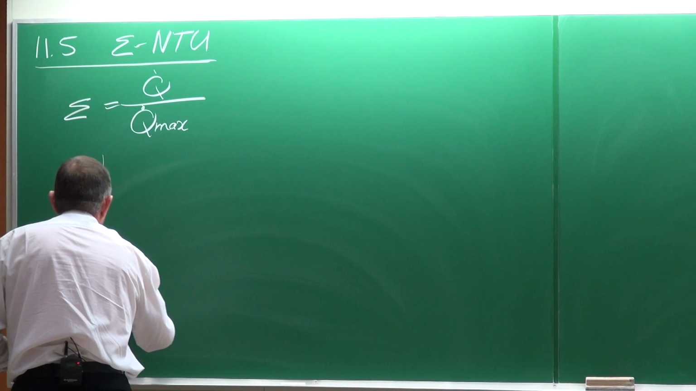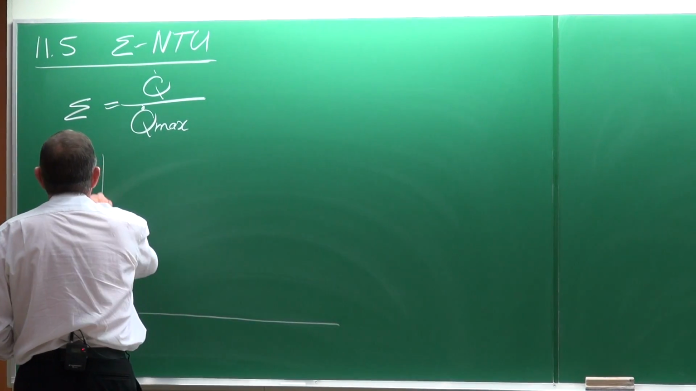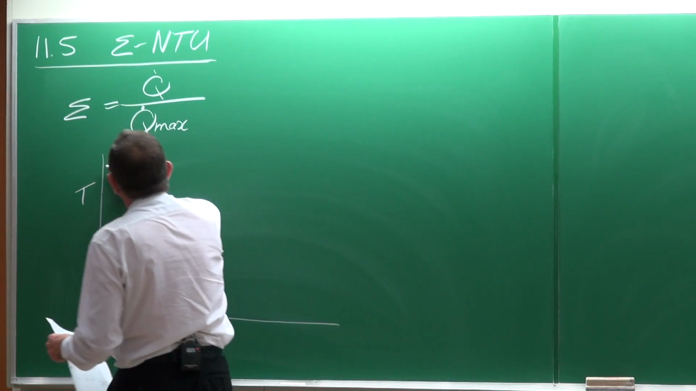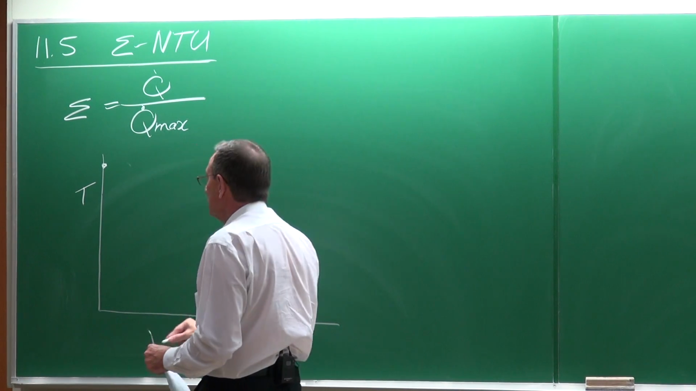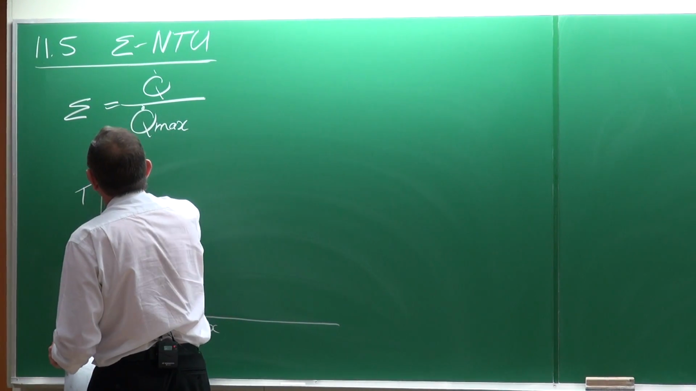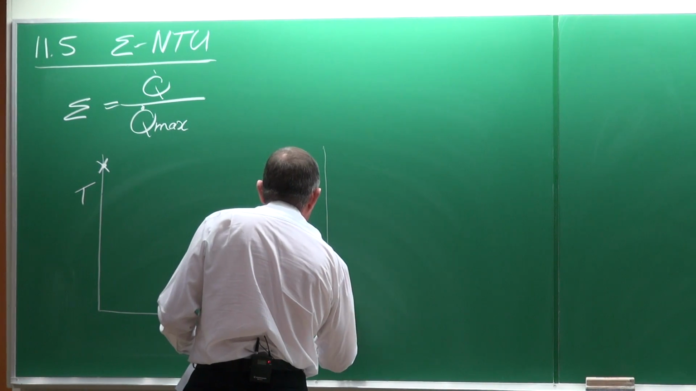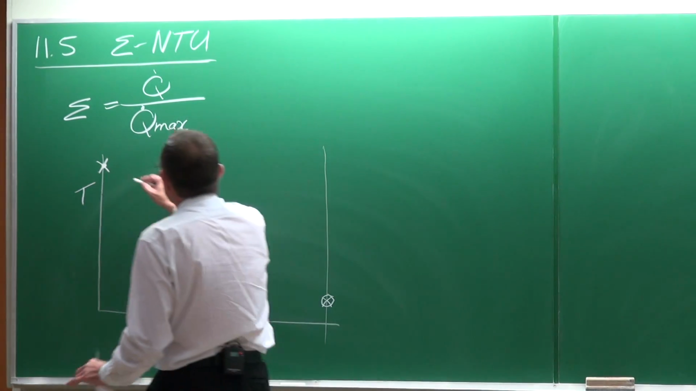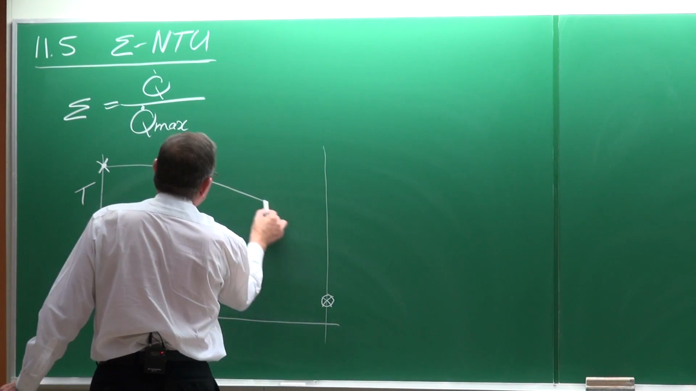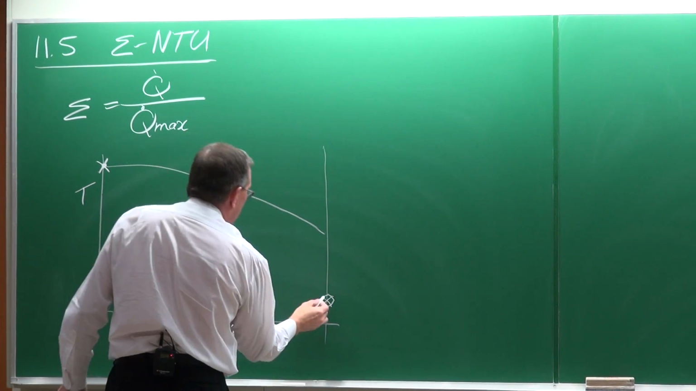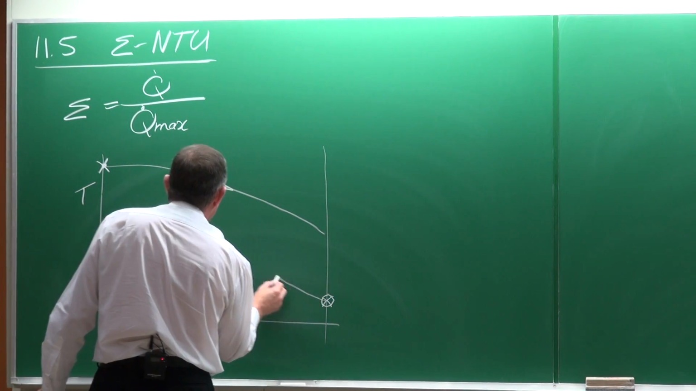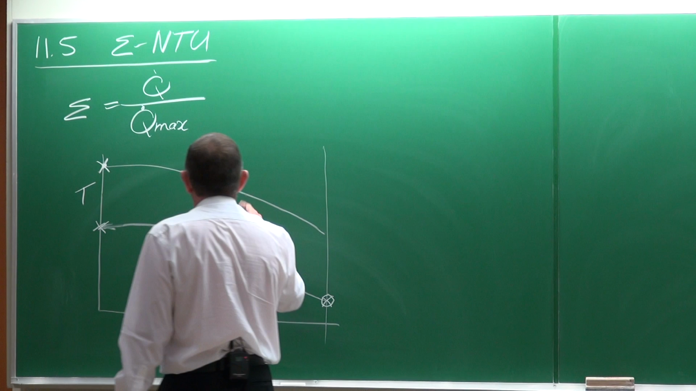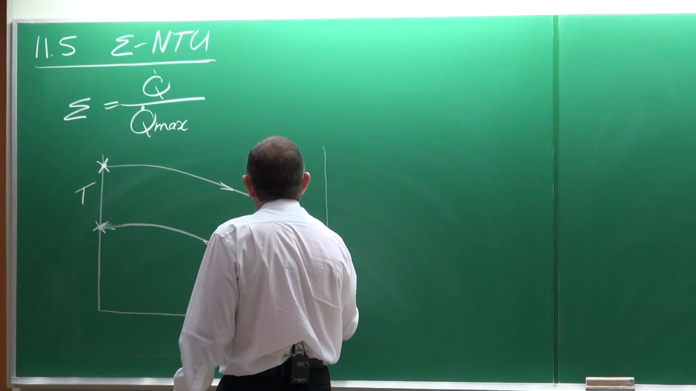Now, what does it really mean? Well, let's look at an example of temperature as a function of x. Normally, we will have a stream with a high temperature, and that point will be fixed, and we will have another stream at a lower temperature, so that point will also be fixed. Typically, if it's a single phase fluid, this temperature is going to decrease like that, and if this is also a single phase fluid, it's going to increase something like that. So this is the cold stream and that is the hot stream.